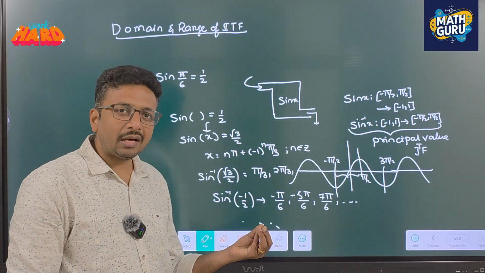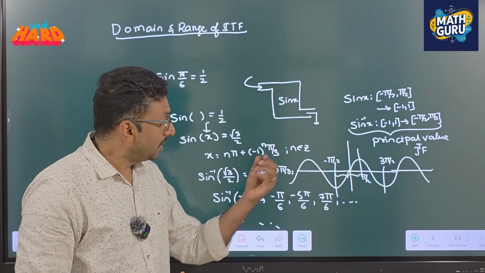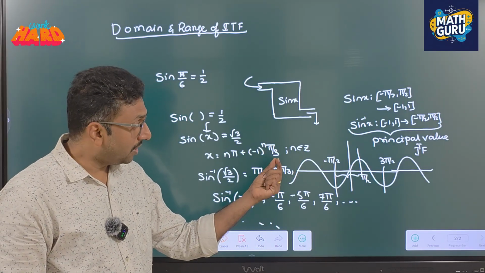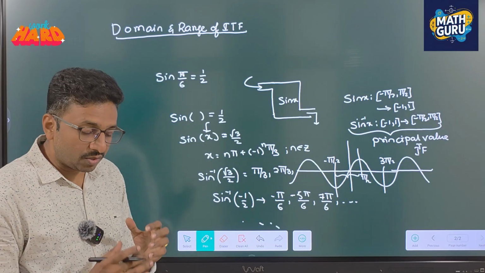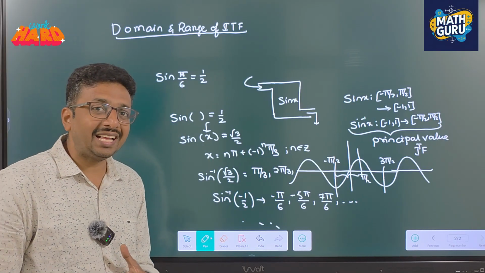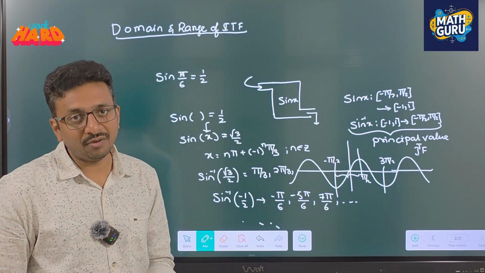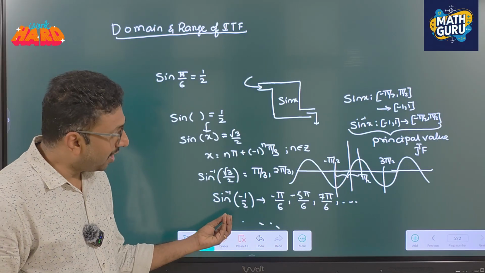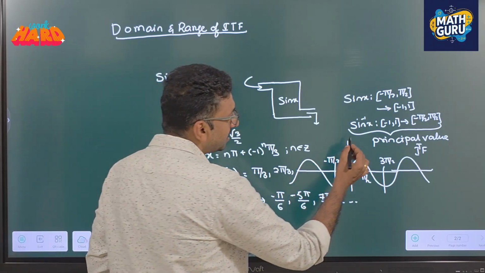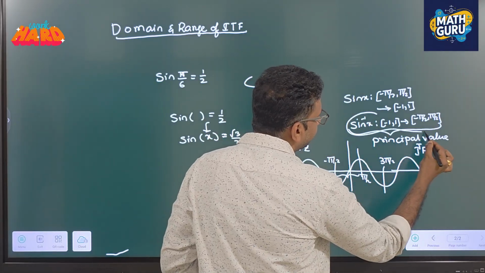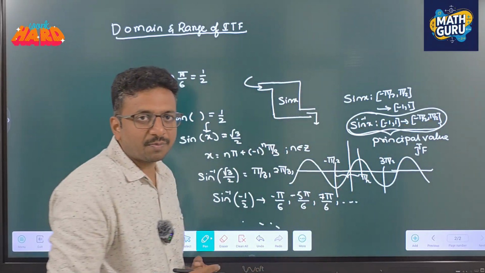So for defining the principal value branches, the general convention we take is the particular angle whose numerical value is the least. Following this convention, sine inverse is defined from minus 1 to 1 to minus pi by 2 to pi by 2.